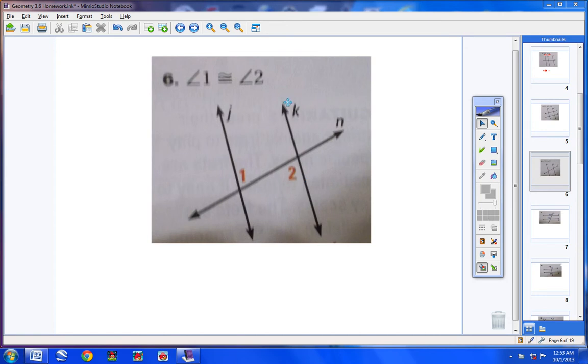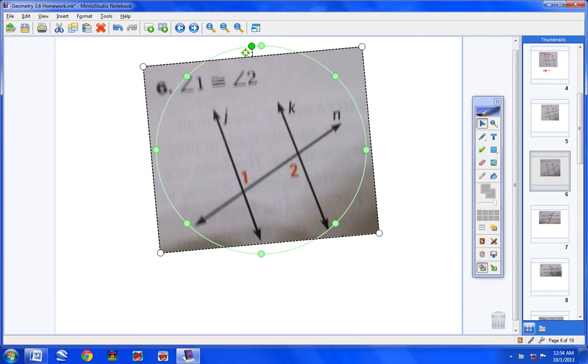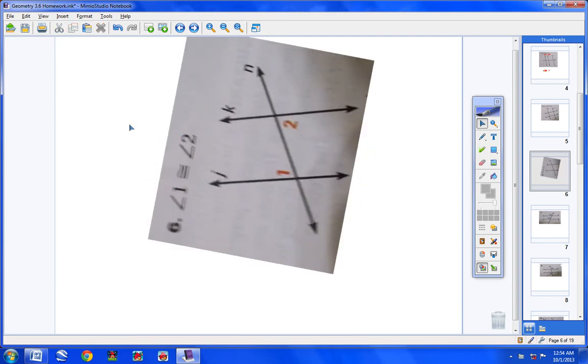Okay, number 6. You know how I like to grab this thing and turn it so that the parallel lines are running left to right? Well, now that I've done that, do you not see these two angles here are called alternate interior? We know they're on the interior because they're in between the two parallel lines, and we call them alternate because they're on opposite sides of the transversal.